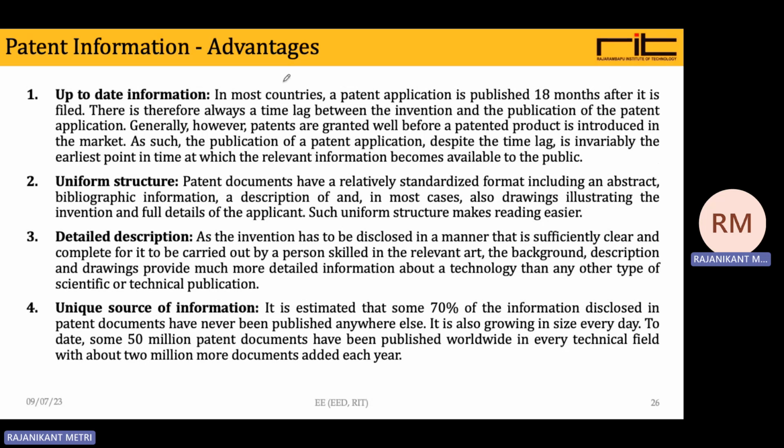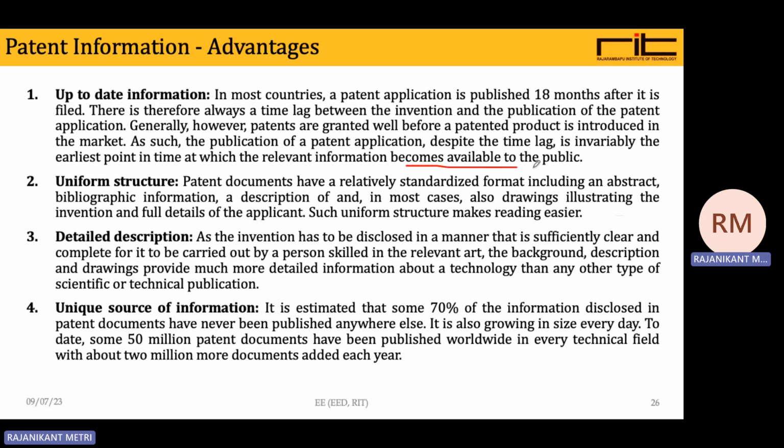That is, in most countries, a patent application is published 18 months after it is filed, and there is therefore always a time lag between invention and publication of the patent. Generally, however, patents are granted well before the patented product is introduced in the market. As such, publication of patent application, despite the time lag, is invariably the earliest point in time at which the relevant information becomes available to the public.